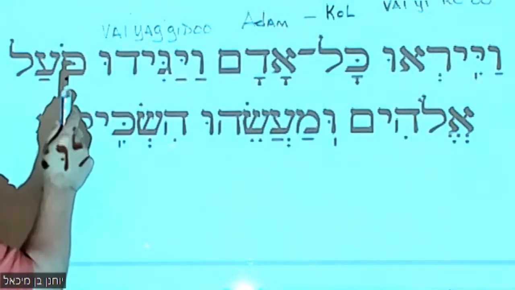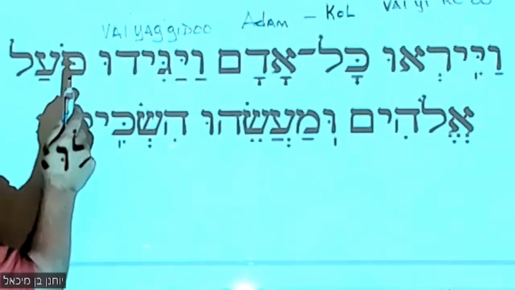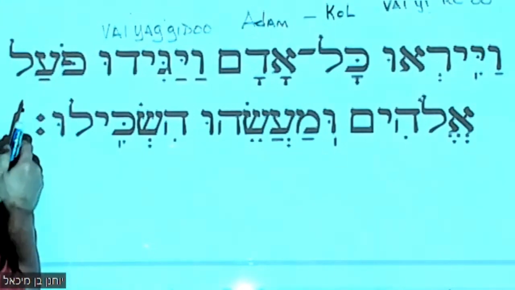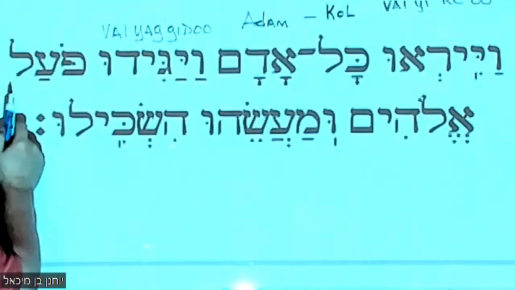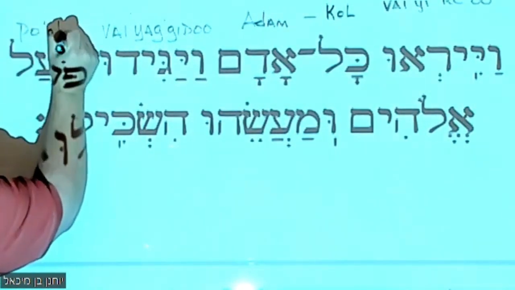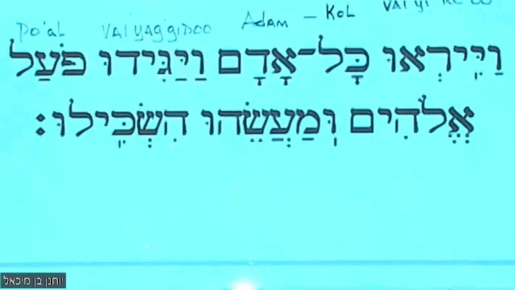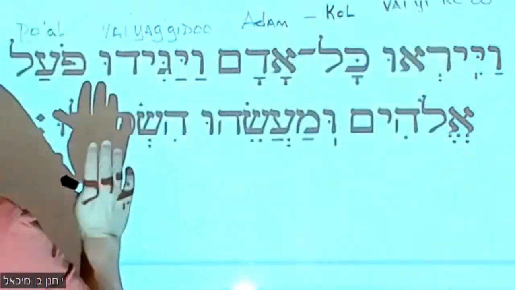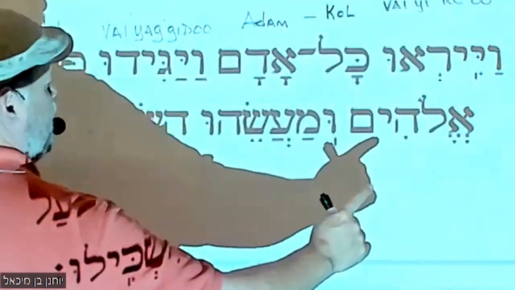Okay, we've got the letter pei, right? Got dagesh inside, so that's a P. And it's pointed cholem, so po. Then we have ayin, silent letter, but it's pointed with patah followed by lamed. Al. Poal. Okay? That's a good one right there. All right, so vayireu kol adam vayagidu poal. All right, what's our next word here?